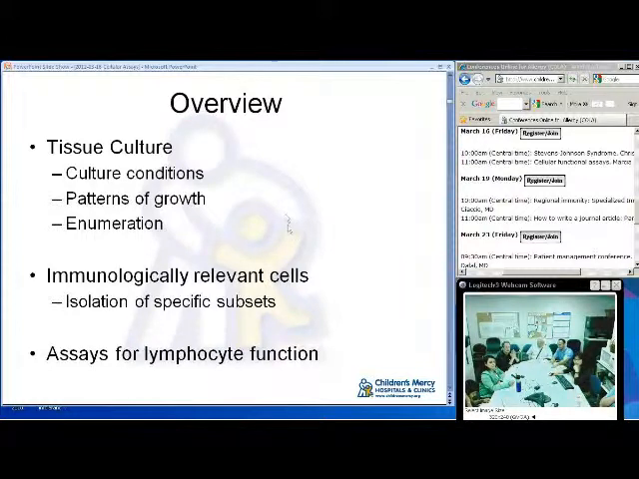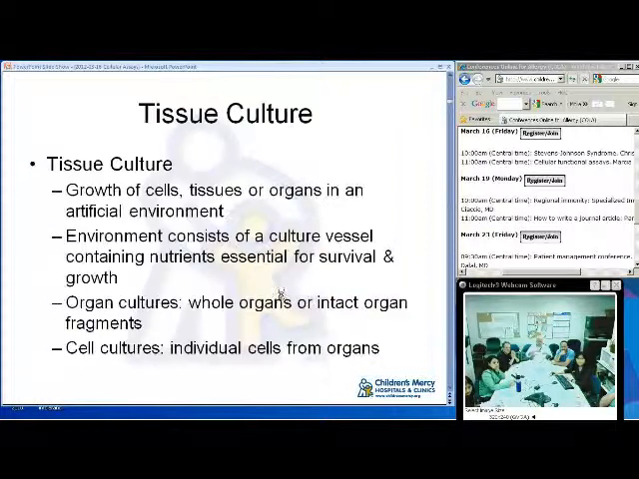So today I want to talk about tissue culture, and that's the growth of cells in vitro. We'll discuss the various culture conditions, the patterns of growth, and how one goes about counting cells. And then we'll specifically talk about the isolation of immunologically relevant cells, and then go through some of the assays for lymphocyte function.